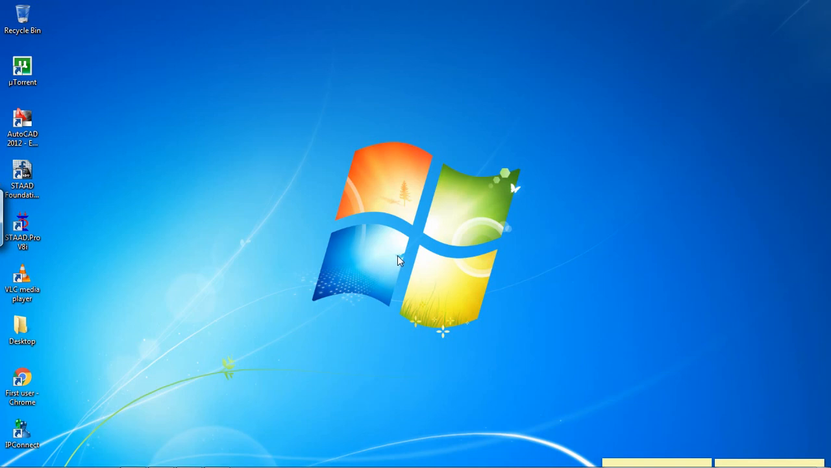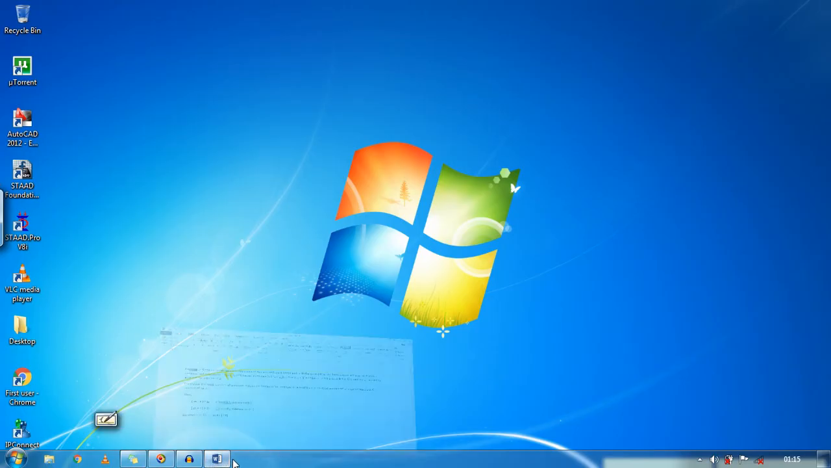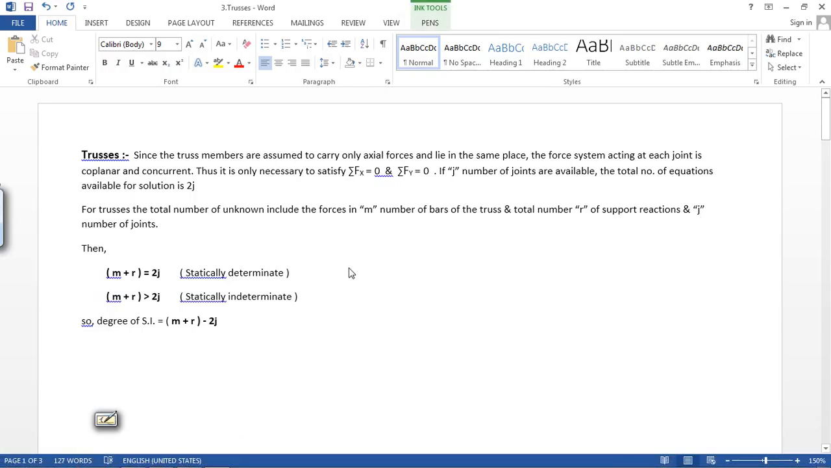Today I am going to teach you about determining the degree of indeterminacy of trusses. In the previous tutorial we discussed beams, and in this tutorial we are going to discuss the degree of indeterminacy of trusses.